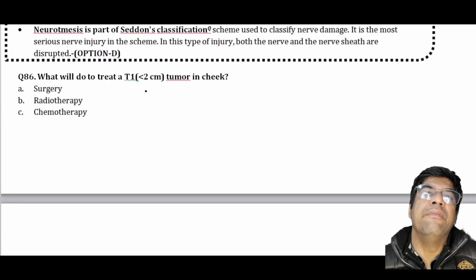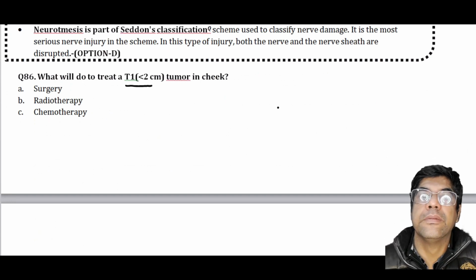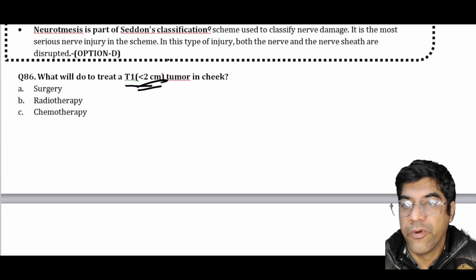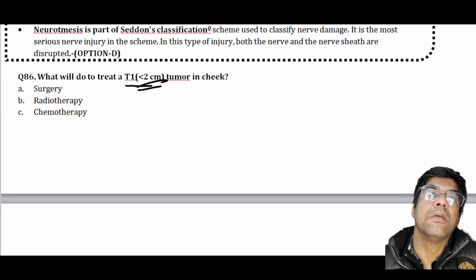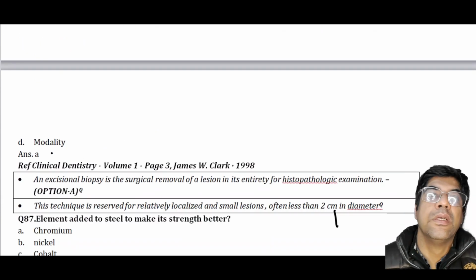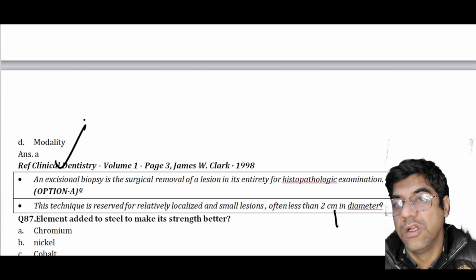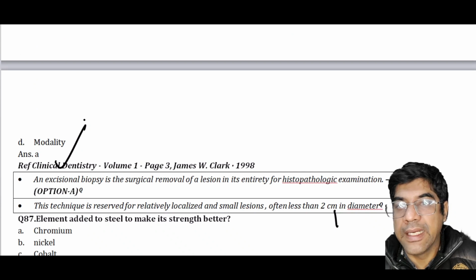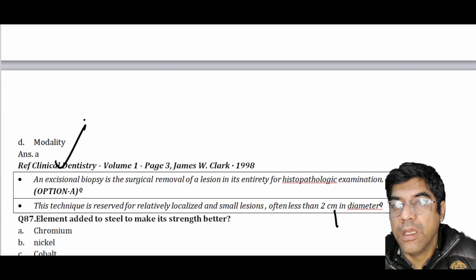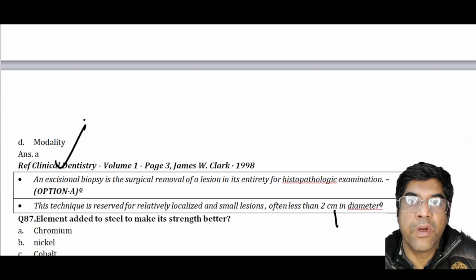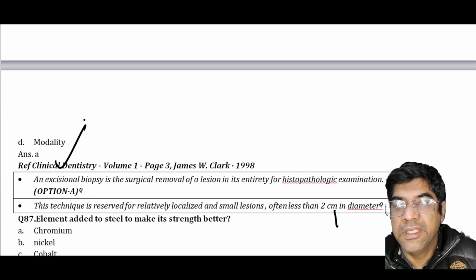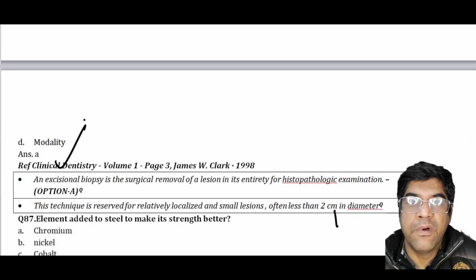What will you do to treat a T1 tumor in the cheek less than 2 cm? So for a T1 tumor less than 2 cm in the cheek, the preferred treatment is surgical excision. So surgery would be the choice. Excisional biopsy involves the surgical removal of the entire lesion. It is commonly performed for small localized lesions, especially those that are less than 2 cm in diameter. The surgical excision allows the complete removal and the excised tissue is sent for the histopathological examination to know the nature of the lesion and confirm whether it is benign or malignant.